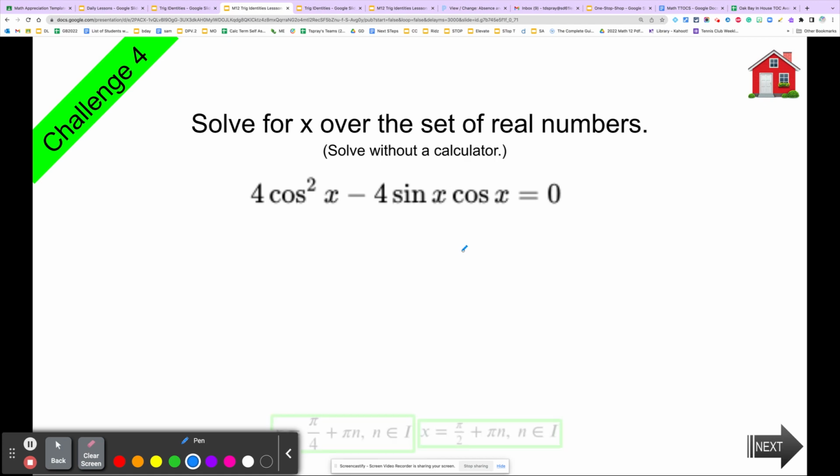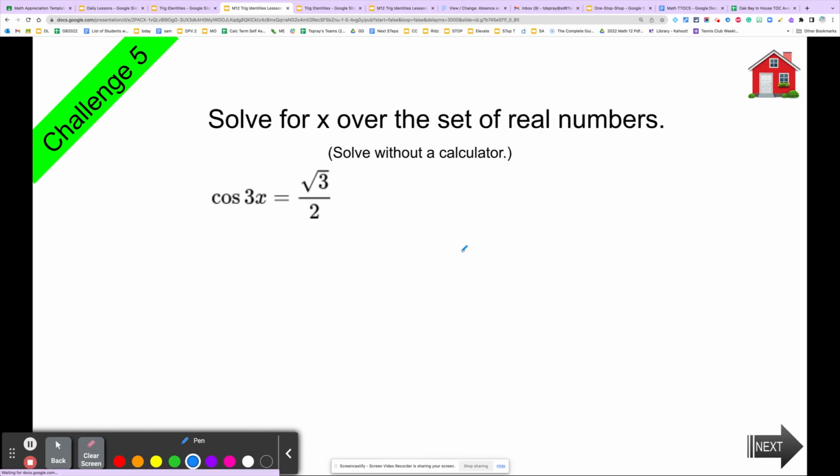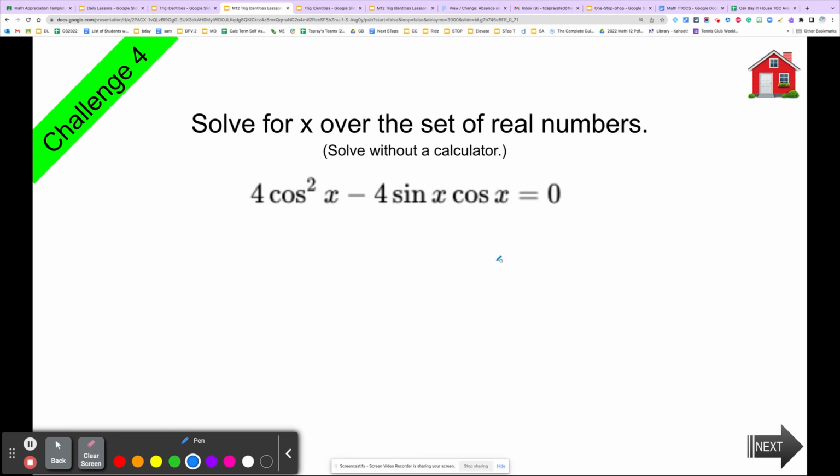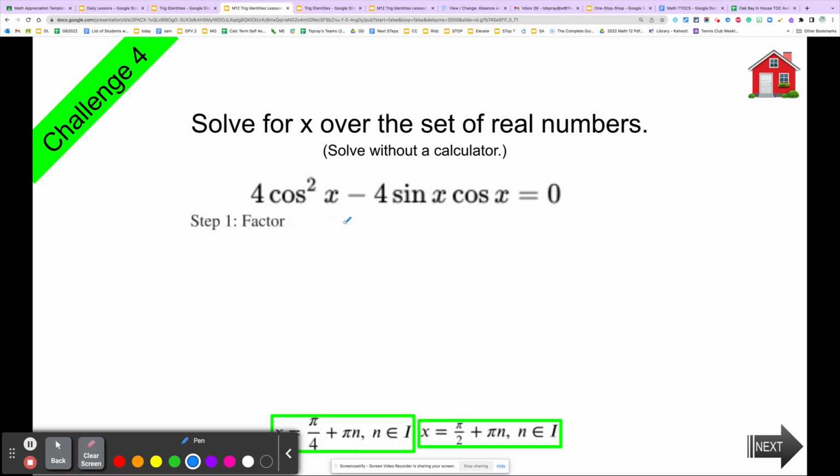Okay, is this our last challenge? Which is not. Okay. So these challenges can be quite tricky. The first thing we're going to do here is pause the video, and you're going to try it so that you know how hard this is. But basically what we're going to do is factor. So we're going to take out a 4 cos x, leaving us behind cos x minus sine x equals 0.